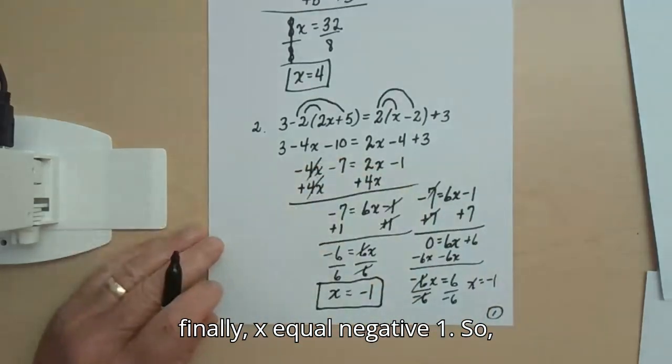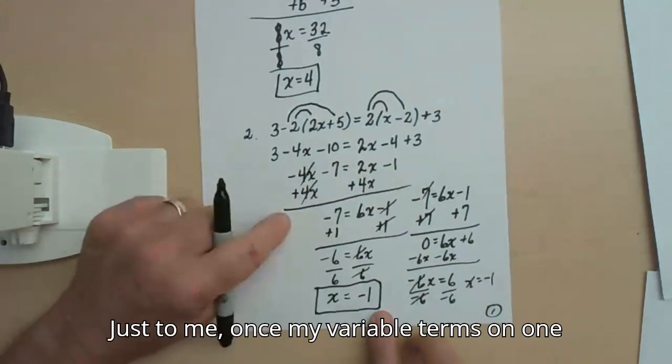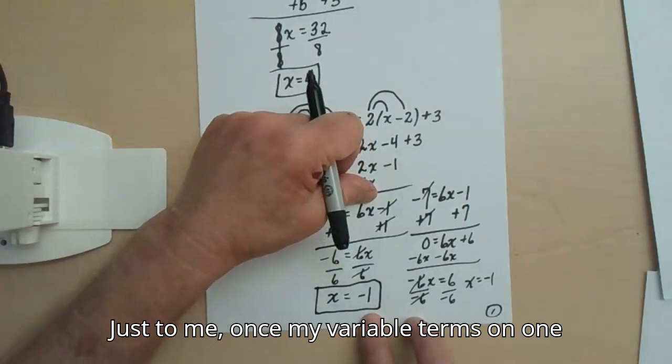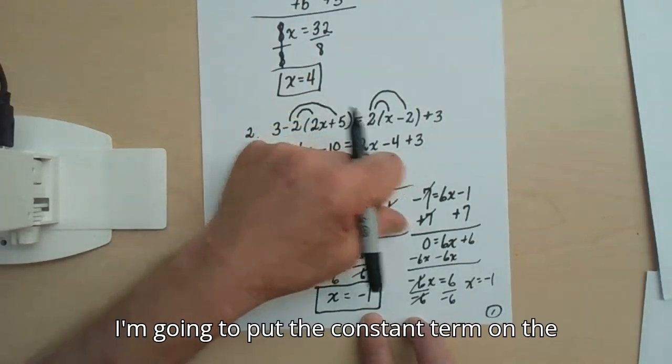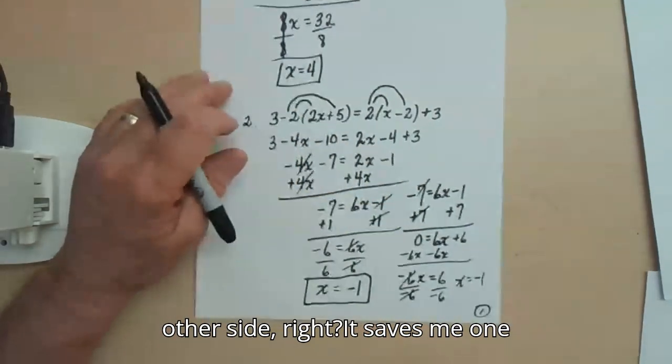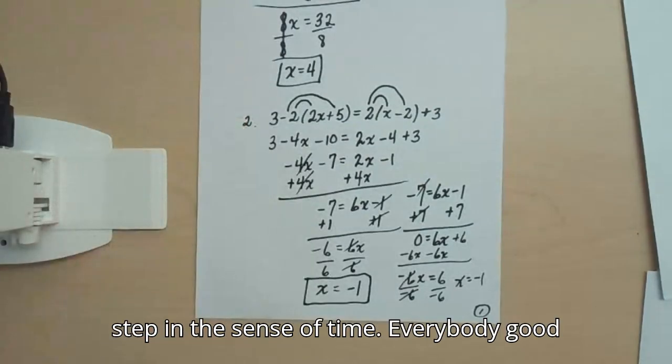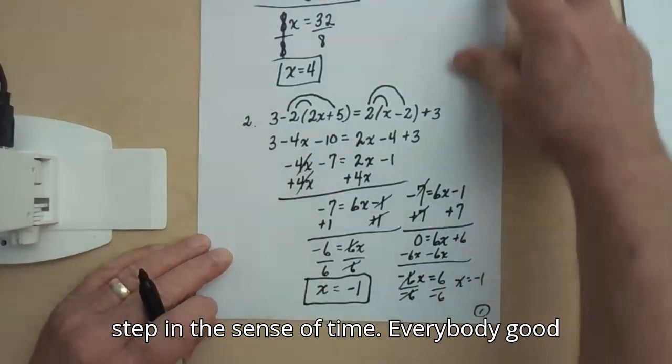to get finally x equal negative 1. So to me, once my variable term is on one side, it doesn't matter what side it's on, I'm going to put the constant term on the other side, right? It saves me 1 step in the sense of time.